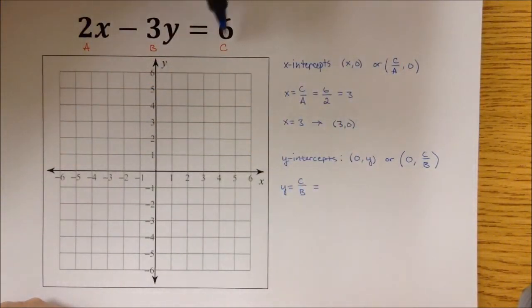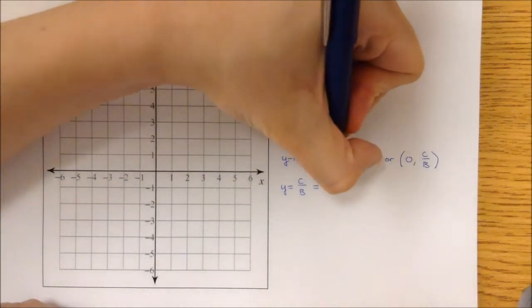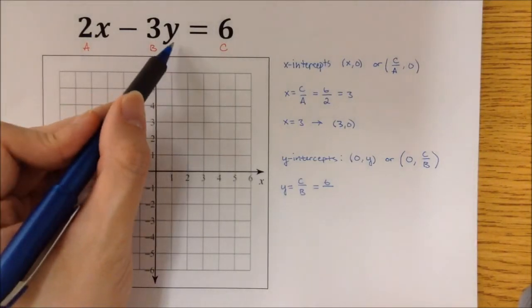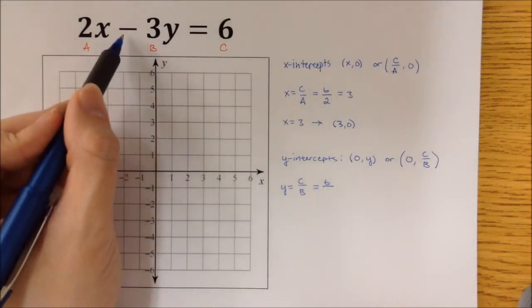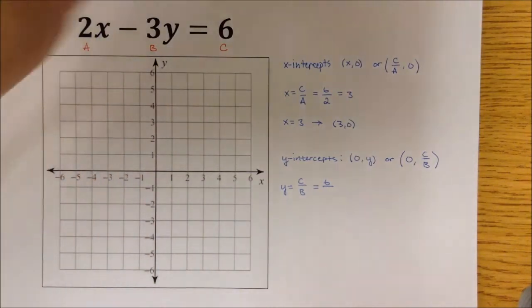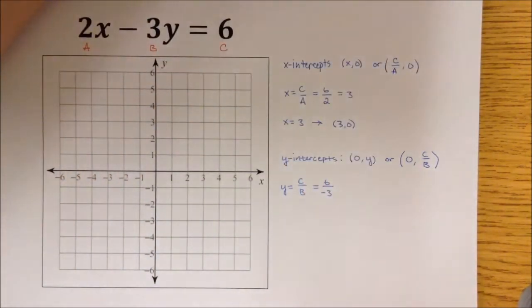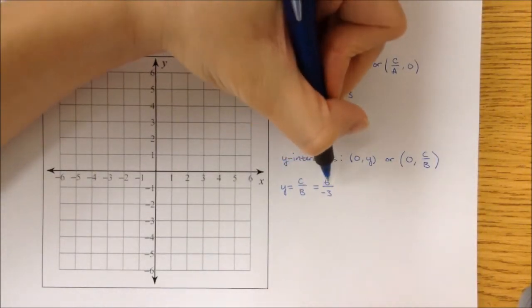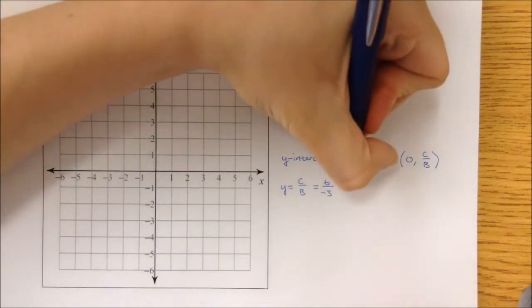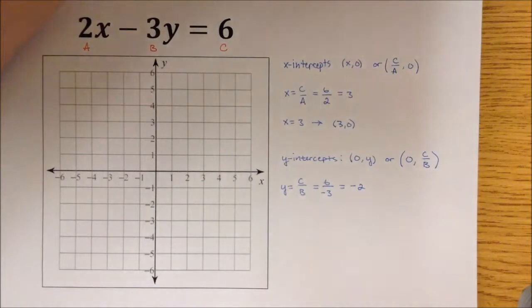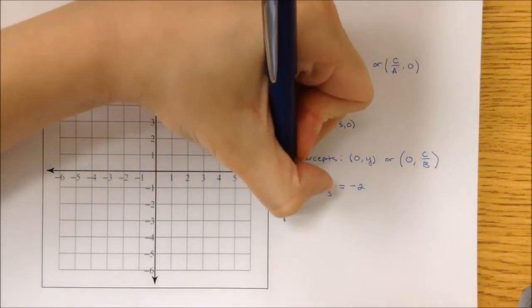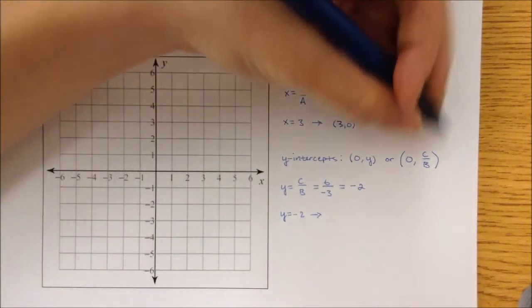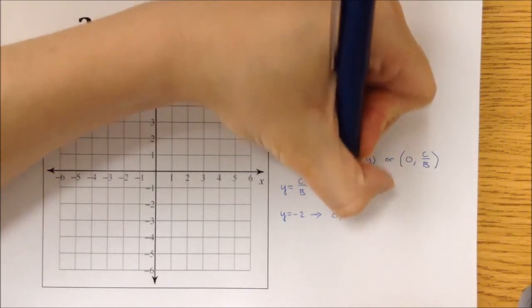So we're going to use the C value, capital C, which is 6, divided by the value of capital B. Now, keep in mind, it's minus 3y, so the value of B is negative 3 because there's a minus. So I'm going to put negative 3 here. So our y value, capital C over capital B, is 6 divided by negative 3. When you simplify, that will be negative 2. So y equals negative 2. Therefore, our coordinate for the y-intercept is 0, negative 2.